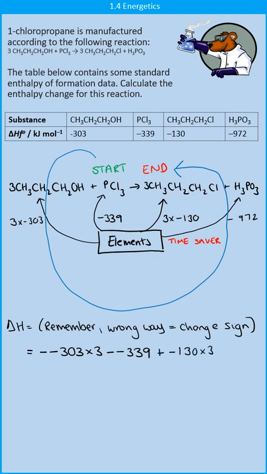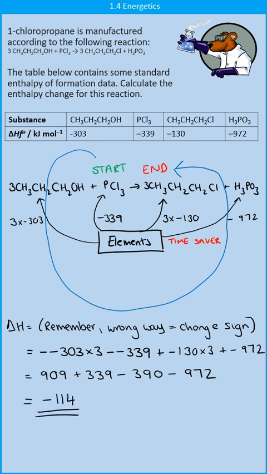So I'm going to add on my negative 130 times by 3, because again I've got 3 moles, and I'm going to add on my negative 972, and all that lot together comes out to be something like this once I've simplified it. And that gives me an answer of minus 114.